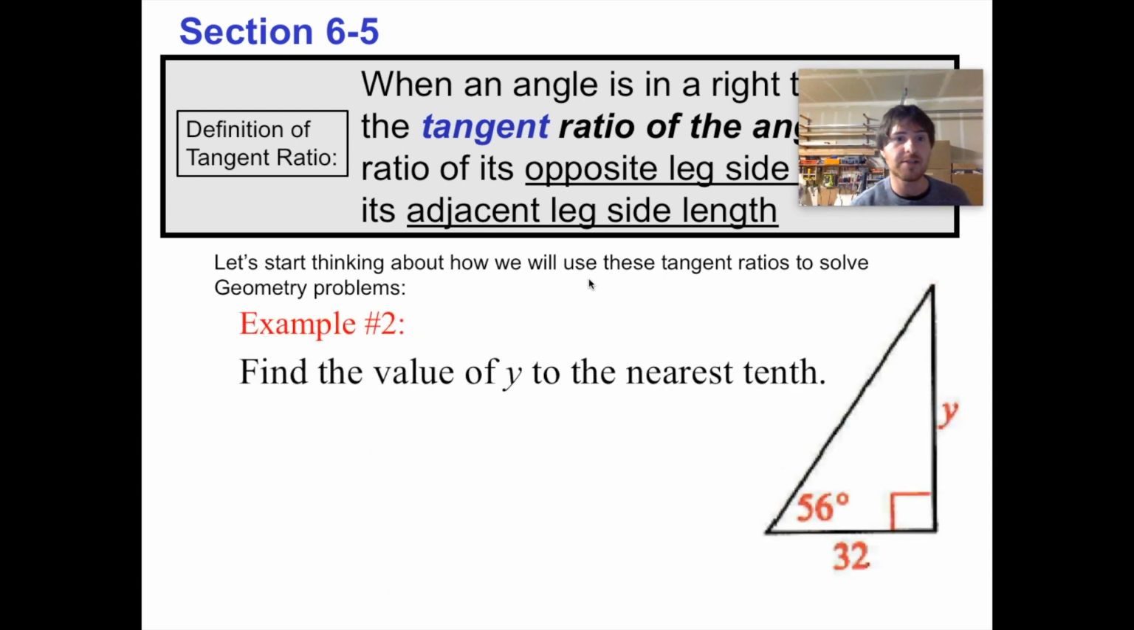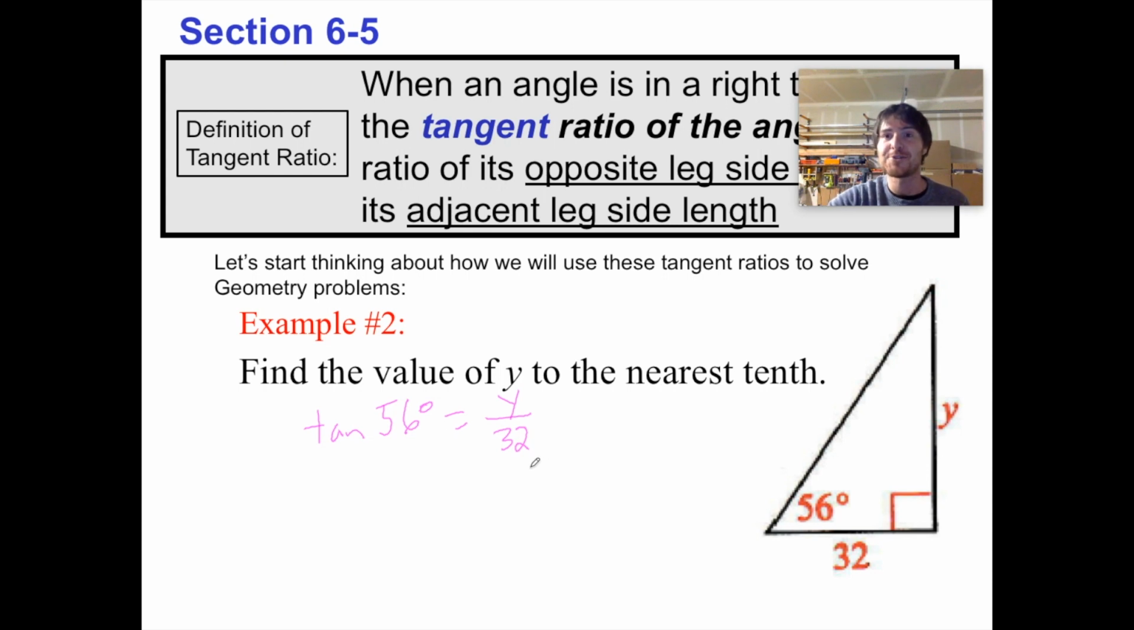Let's do this problem. Example number 2, find the value of y to the nearest 10th. Let's do this one real quick, and then I'll take a pause for this lesson. So I'm going to do tangent of 56 degrees. Tangent of 56 degrees is in a particular ratio, isn't it? Y to 32 would be in that same ratio. That tangent of 56 is here.